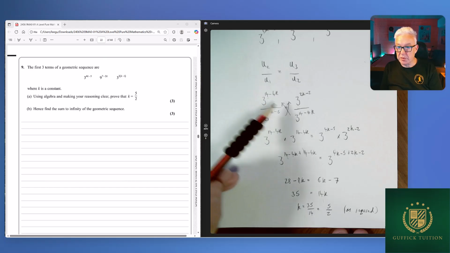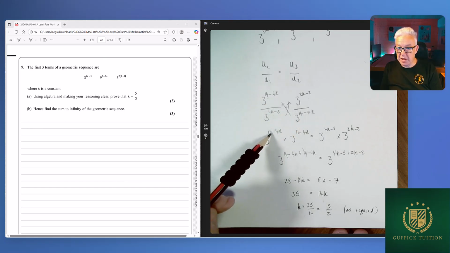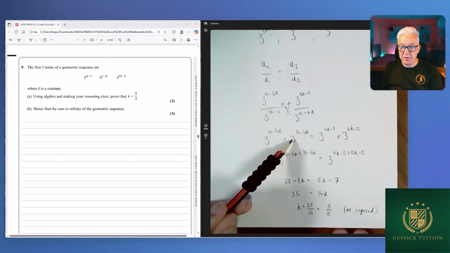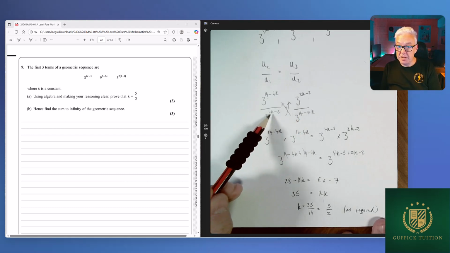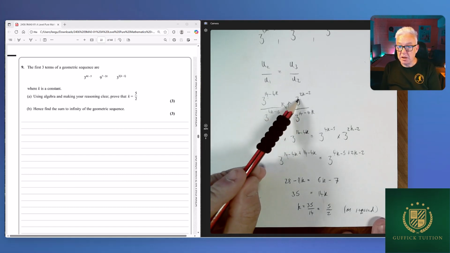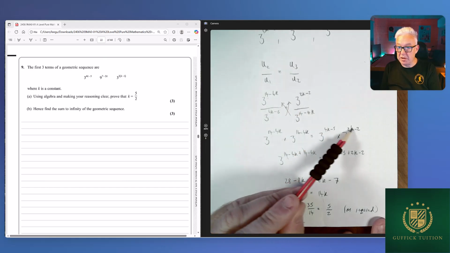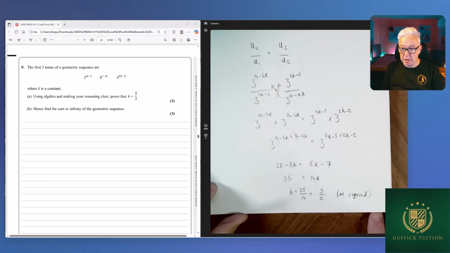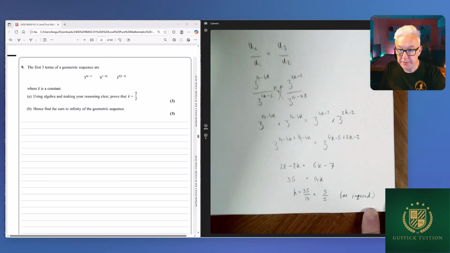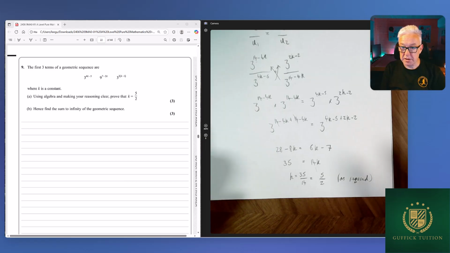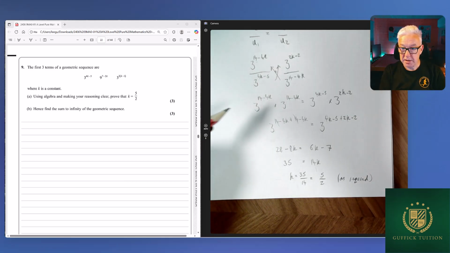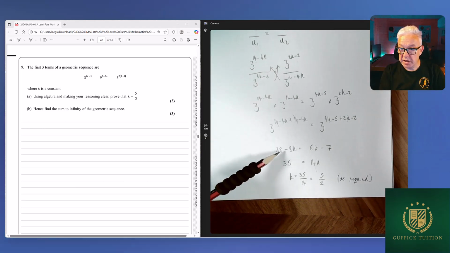So first of all, this one times this one is 3 to the 14 minus 4k times 3 to the power of 14 minus 4k. And this one is equal to 3 to the 4k minus 5 times 3 to the 2k minus 2. Let's collect our like terms now and see what that gives us. So when we collect our like terms, we find that 14 add 14 is 28.